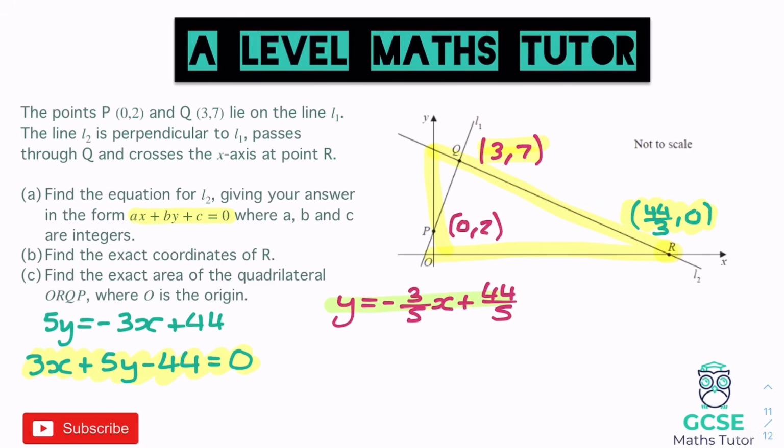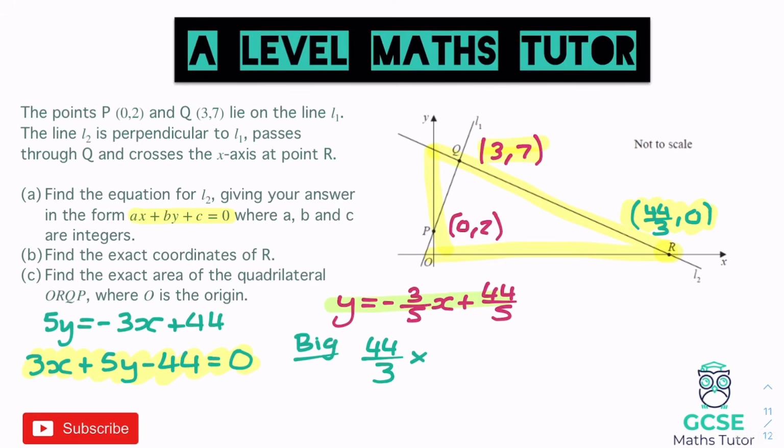Well, the base goes from 0 over to 44 over 3. So it has a base length of 44 over 3. And let's just label this as the big triangle. There we go. So we have 44 over 3, which is the base. We're going to times that by the height, which at the moment we actually don't know, but we can find the height because we know the equation of the line L2.